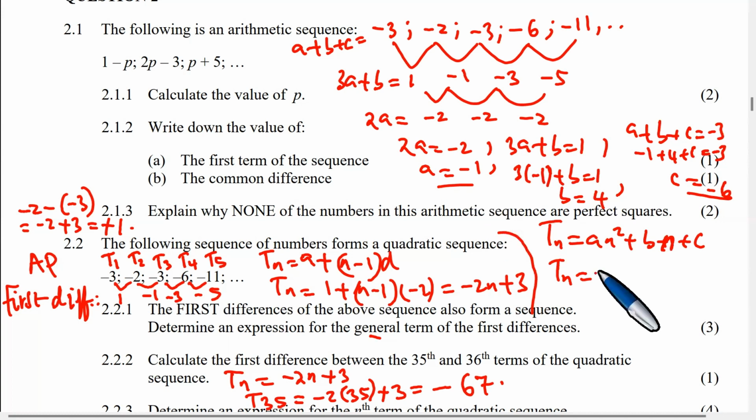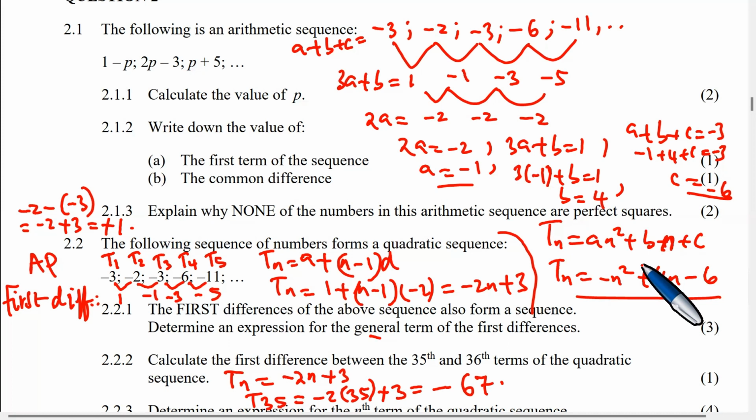Right, so a is minus 1, which is minus n squared. The b is actually 4n and the c is minus 6. So this one here is the answer to the question about the general term of the quadratic pattern, and it is exactly that one there. Next question.